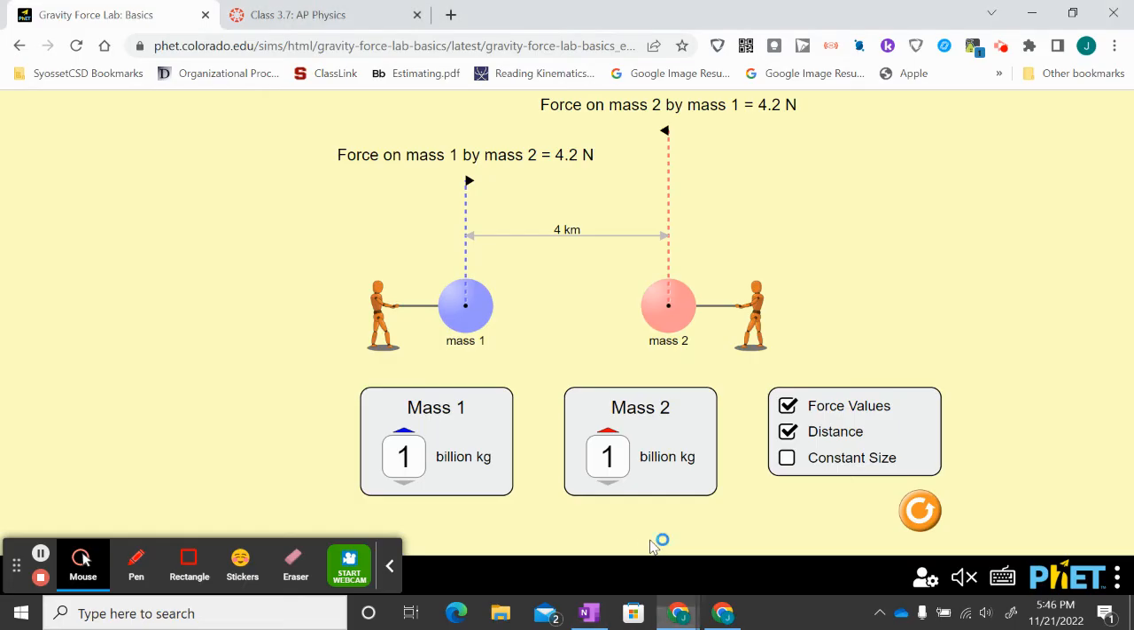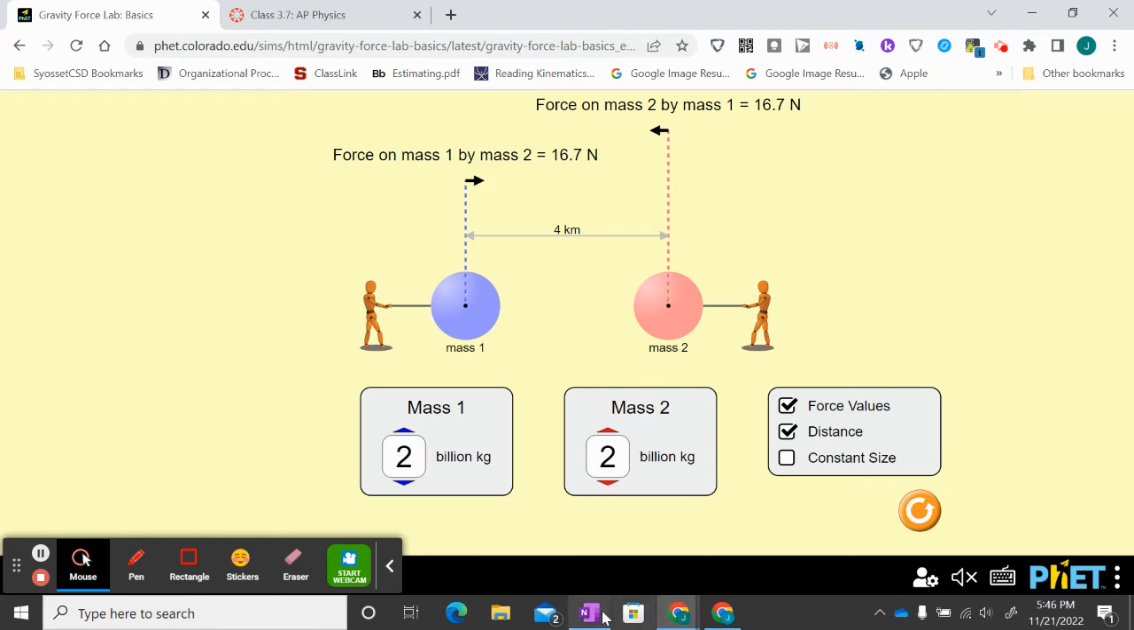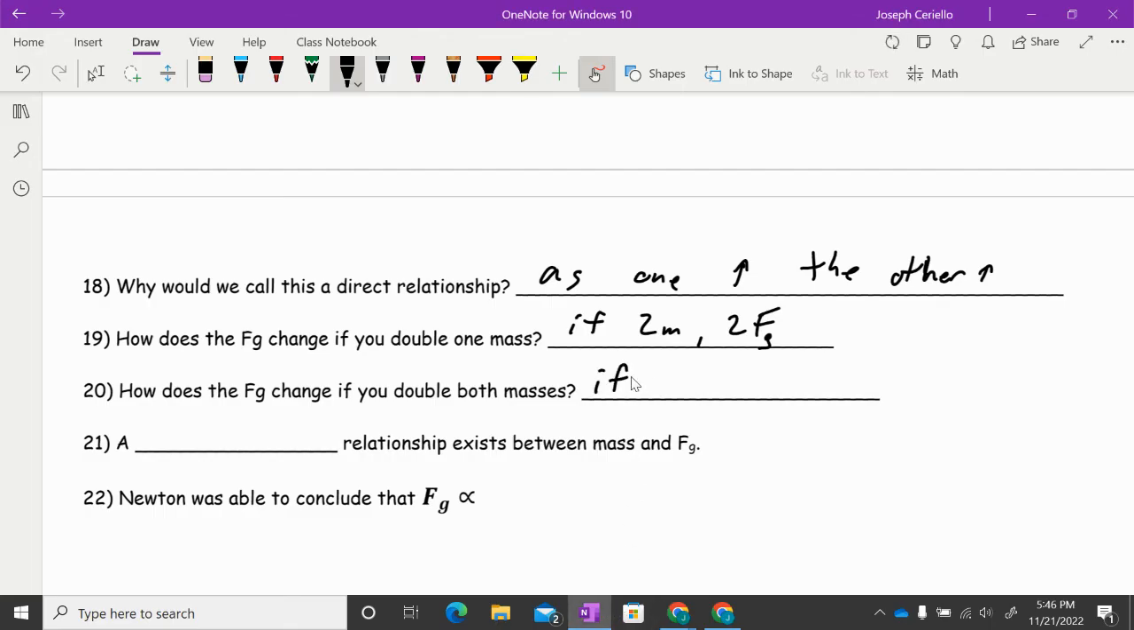Well, what if you double both masses? If I double both masses, I go from 4.2 to 16.7, so I quadruple it. So if I double one mass, I'm just going to say what happens: double Fg. Actually, I'm going to write 2x. Kind of like that. If I double both masses, I quadruple Fg.